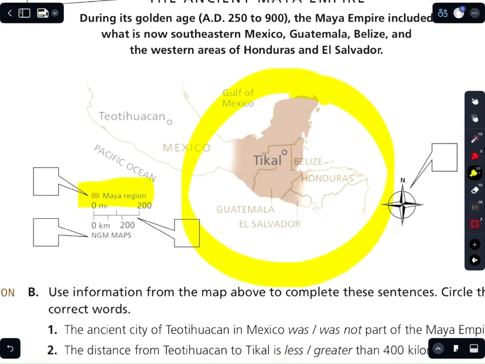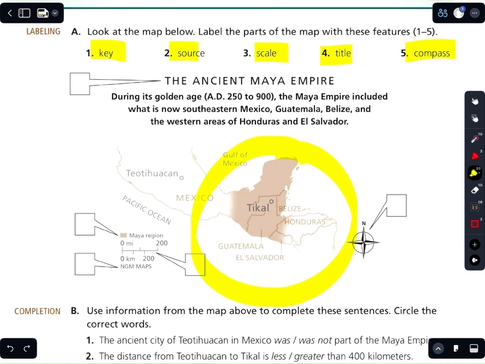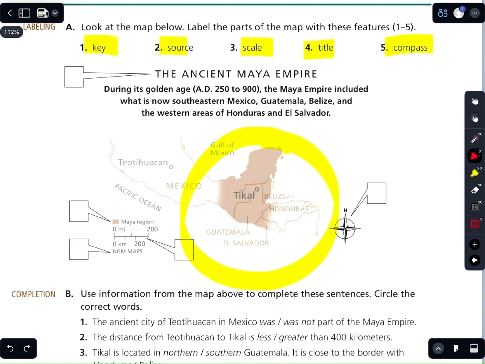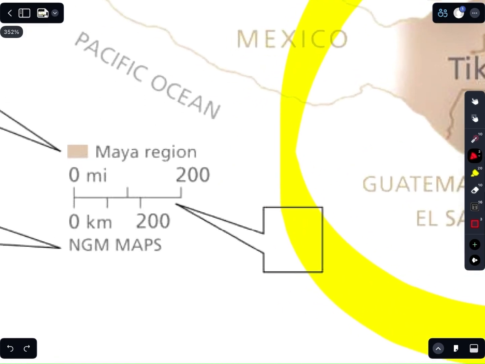And we have this nice shading in here. This box shows us that the shaded in area is where the Maya region was. So you just need to look at all the other things on this map and try to connect them, something like that. You can actually put in just the number in the box like that, 4.